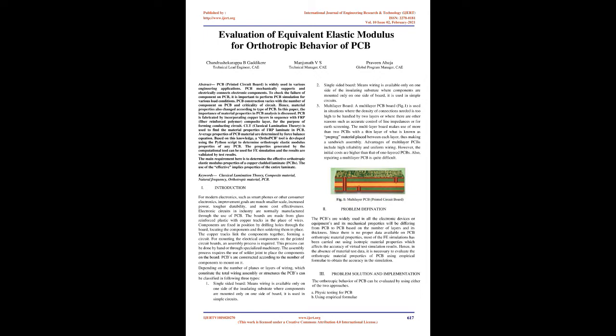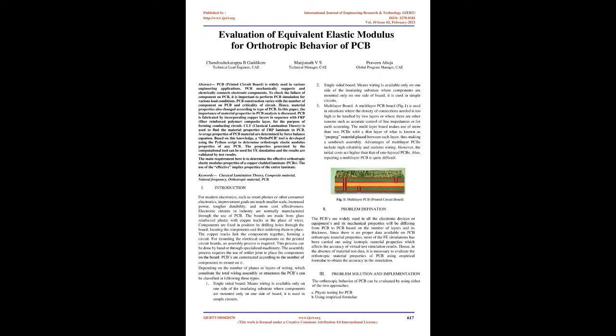PCB is fabricated by incorporating copper layers in sequence with FRP, fiber-reinforced polymer, composite layers, for the purpose of forming conducting circuits. CLT, classical lamination theory, is used to find the material properties of FRP laminate in PCB. Average properties of PCB material are determined by force balance equation.